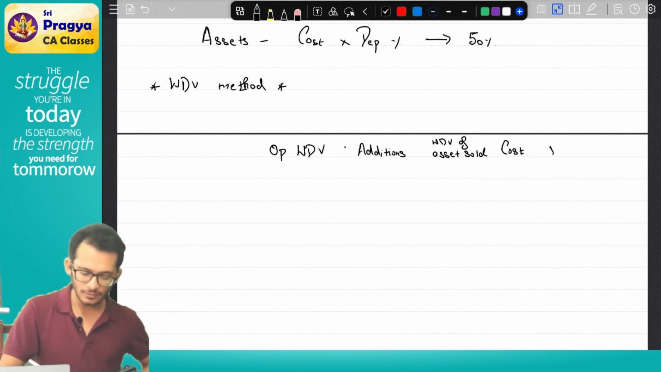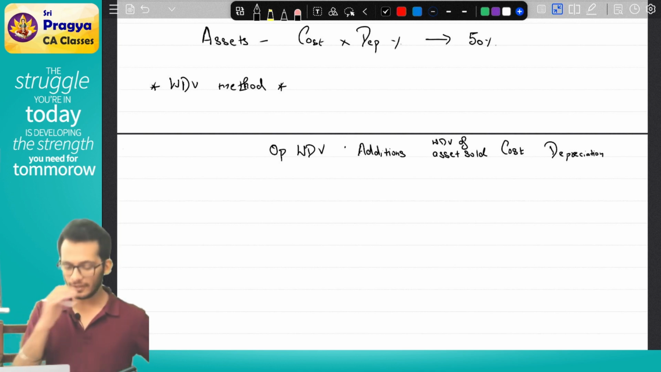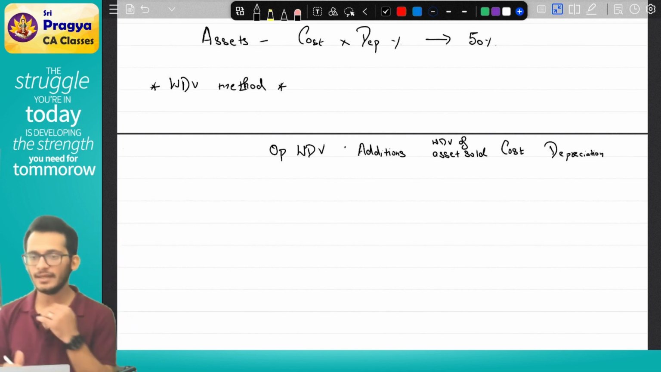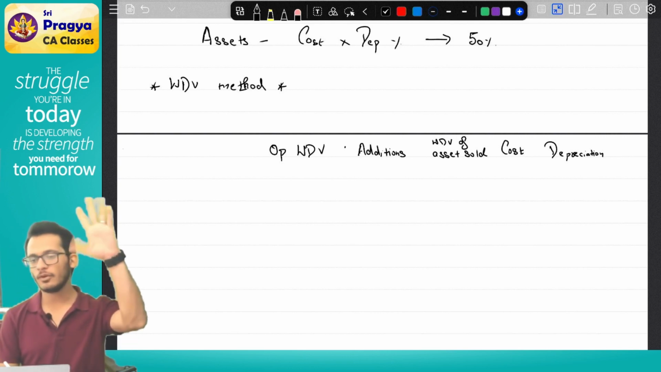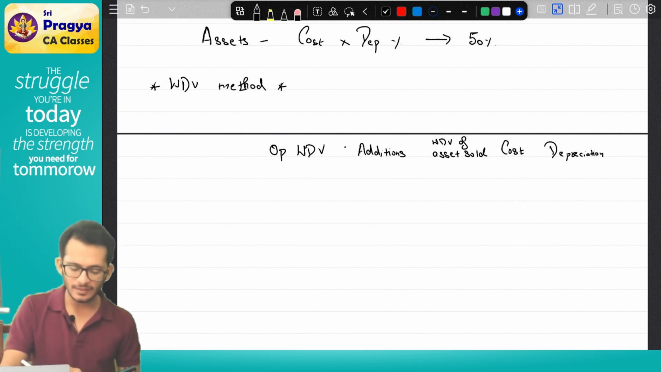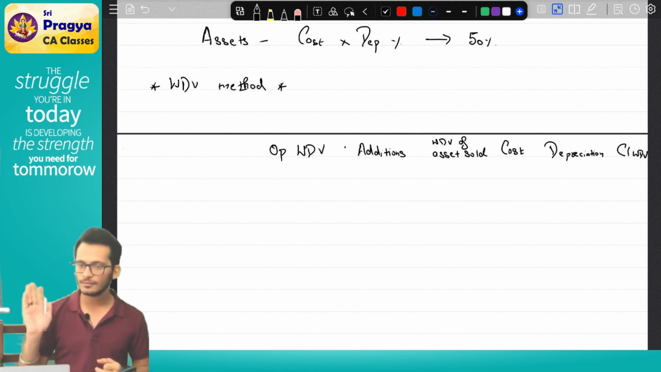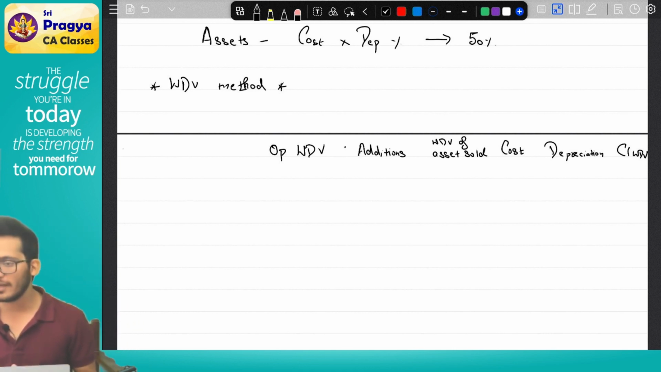On this final cost, you will charge depreciation. Yes or no? On this final cost, you will charge depreciation. What will you charge depreciation on, Rahul? Depreciation will be charged on opening WDV minus WDV of assets sold and additions. In accounts, you will do proportionate basis, number of months you have used and everything. Yes. And finally, you will arrive at closing WDV. Yes or no? Finally, you will arrive at closing WDV. This is how you will do accounts. I will follow the same format.